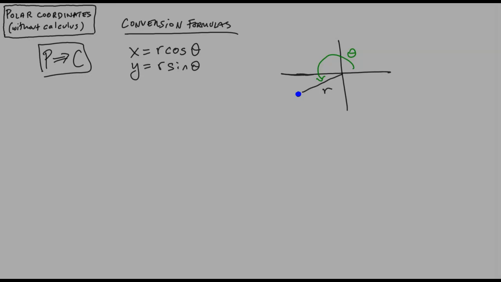The claim is that if x and y are the Cartesian coordinates of this point, which has polar coordinates r, theta, then these equations hold, even though this is in the third quadrant. Why is that so? Well, the first thing to recognize is that since this point is in the third quadrant, both x and y are negative numbers.